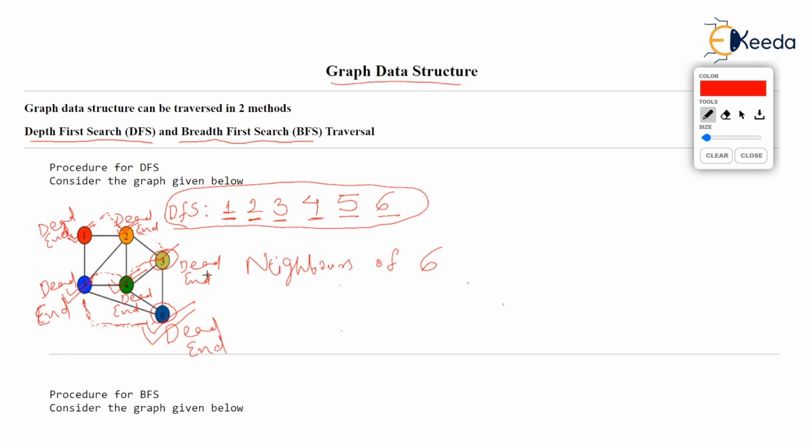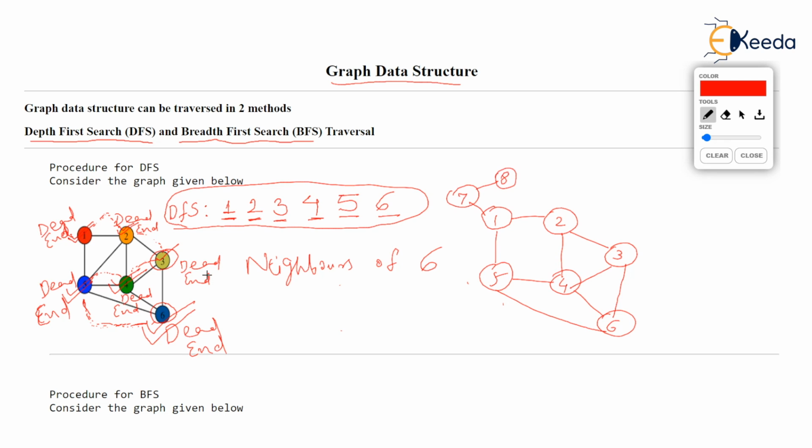Okay, let's see. I'm drawing the same graph. Let's see what I am up to and why I am drawing this graph again. This was the graph given. Here was the vertex 6 and these were the adjacencies. Now just imagine 1 is also adjacent to 7. I'm just extending the graph. 7 is adjacent to 8, and 8 is adjacent to 1 and 7. This is the graph. Now, what would be the DFS?